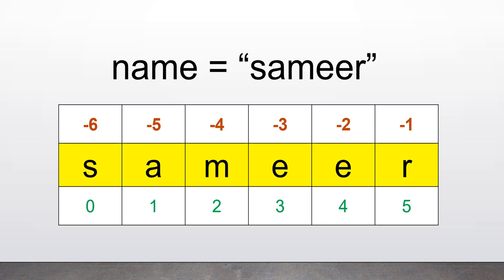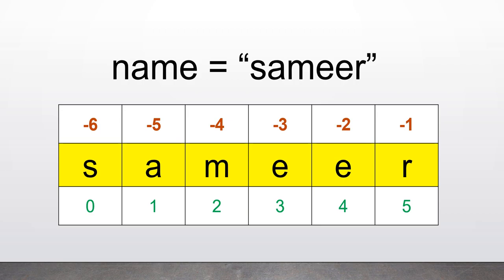Likewise, suppose I want to access the character M that we did in this example. I accessed it using the value 2. I can even access it using the value -4. Likewise, each of those characters will have two values that you can use to access it.